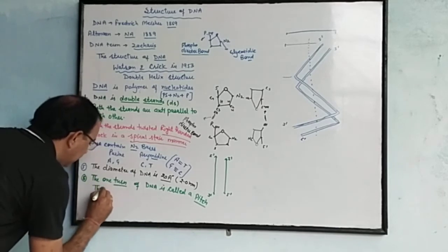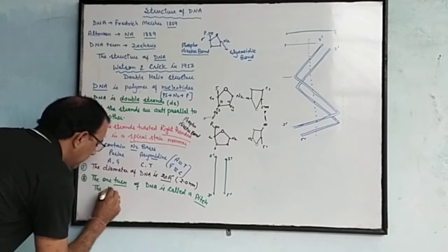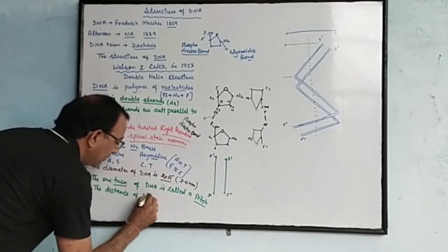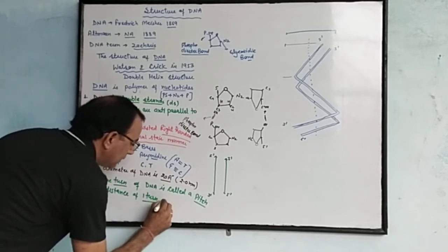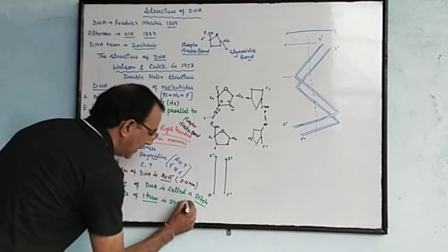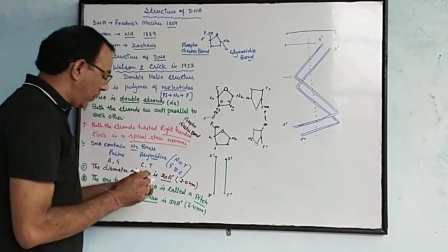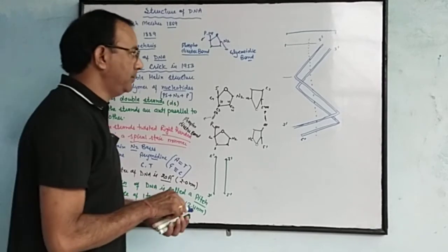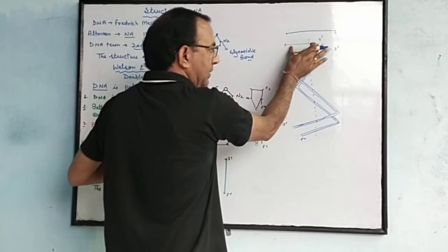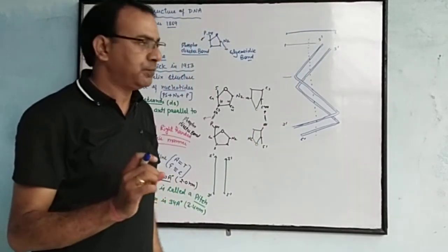The distance of one turn is 34 angstrom, or we can write it as 3.4 nanometer. How does this one turn or one pitch arise? Suppose we are standing here. This is the deep depression, this one is the shallow depression, and a depression is known as a groove.